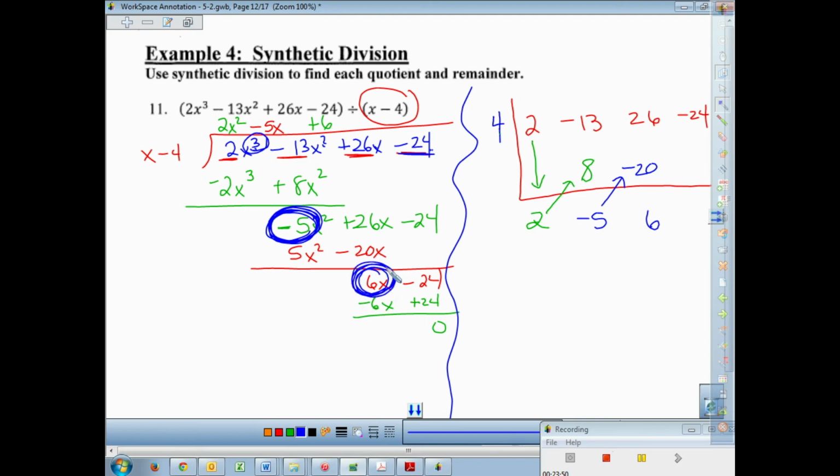That positive 6 right there. Then you do another multiply trick. 4 times 6 is how much? 24. That goes right here. And you add them together, and what do you get? 0. Then you throw a box around it like that. Because what is that thing right there, that 0? What is that part of it? That's our remainder. Every time.